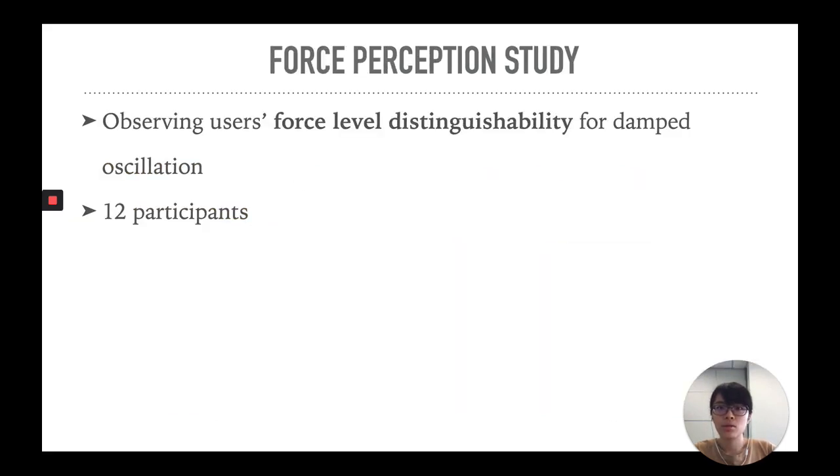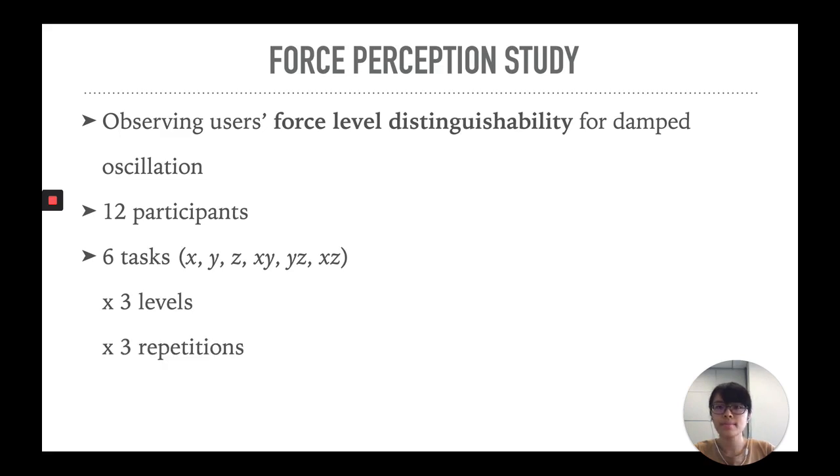12 participants were recruited to map the oscillation force generated from our device to visual object size in VR in each task. A total of 6 tasks were in 1D and 2D movement, and 3 levels were in each task. Participants were asked to map the larger oscillation force level to the larger object size. 3 repetitions were in each task.